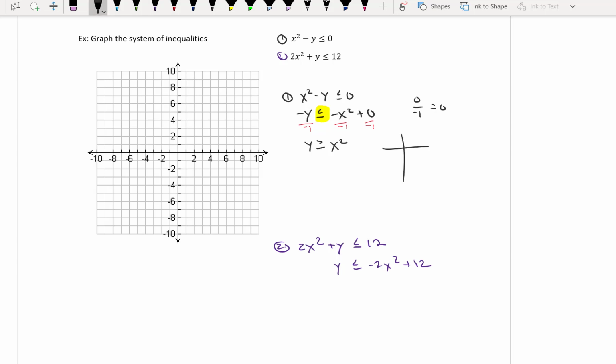So for this first one, I can go ahead and give you some values. If I plug in 0 for x, 0 squared is 0. If I plug in a 2, 2 squared is 4. A negative 2 squared would give me a positive 4. So this graph is going to be a solid line. So I have (0, 0), I have (2, 4), and (-2, 4).